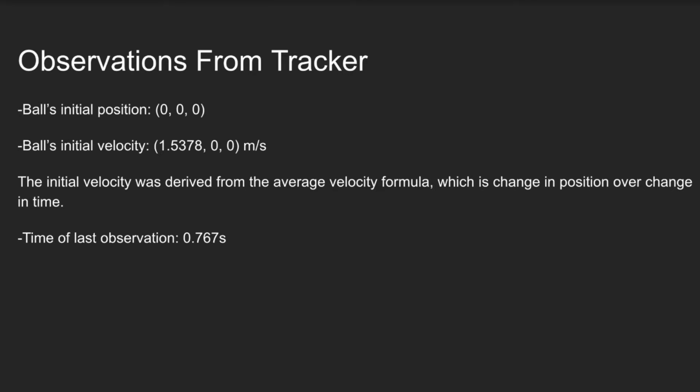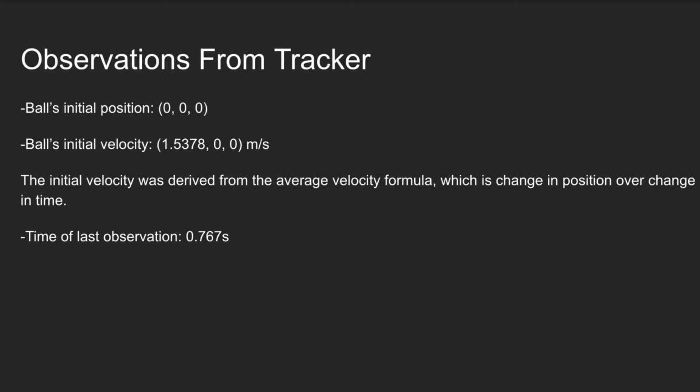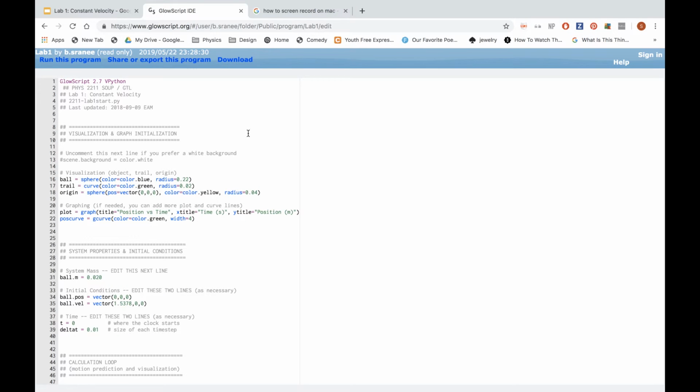From Tracker, there are several observations. First, the ball's initial position, and then the ball's initial velocity, which is 1.537800 meters per second. The initial velocity was derived from the average velocity formula, which is simply change in position over change in time. And then also the duration of the clip, or the time of the last observation. So now we can take our observations and use them to create our computational model on GlowScript. This computational model will show my expected path for the experiment based on Newton's second law.